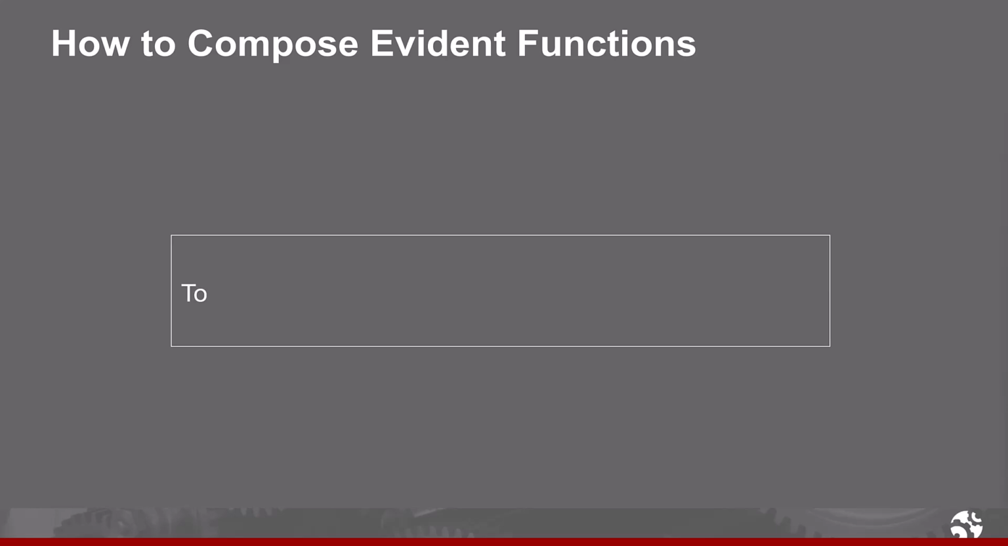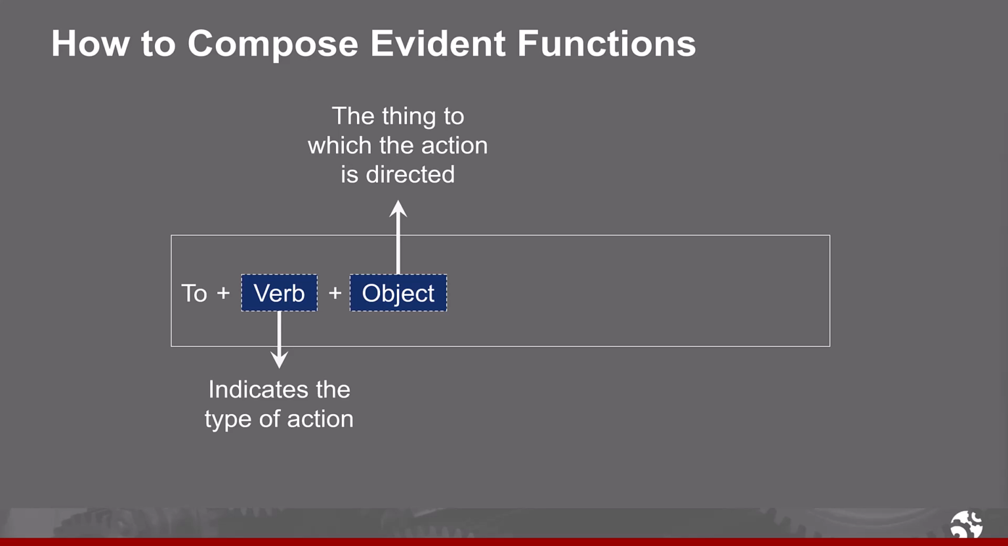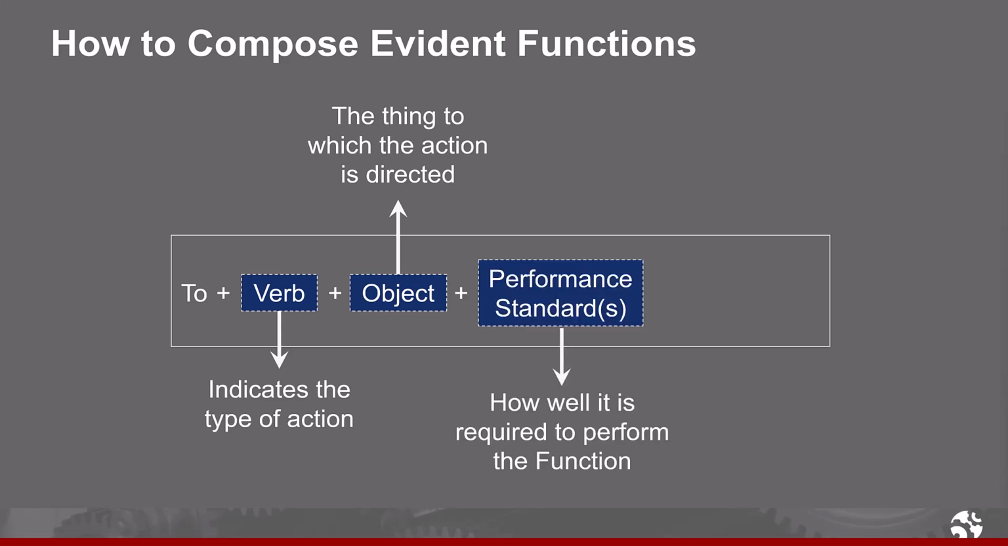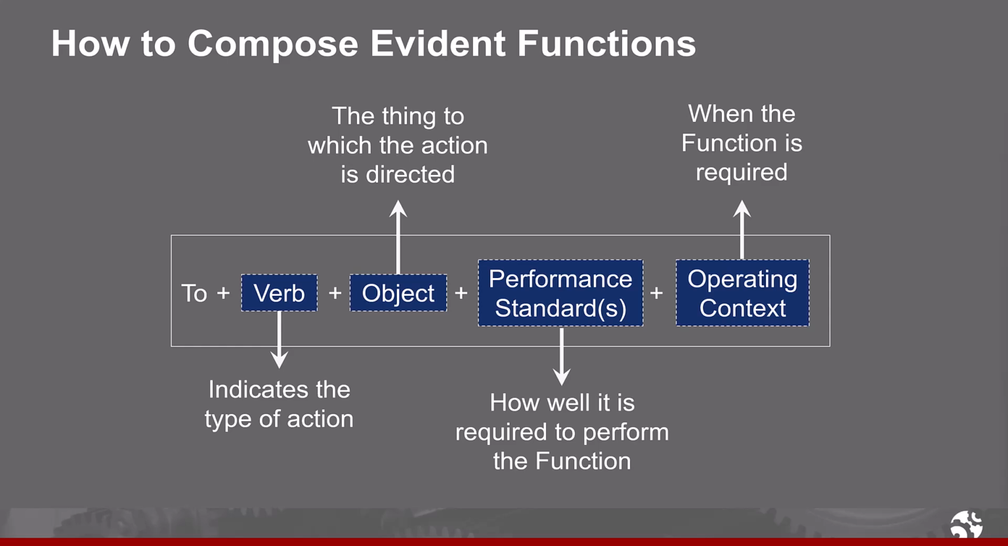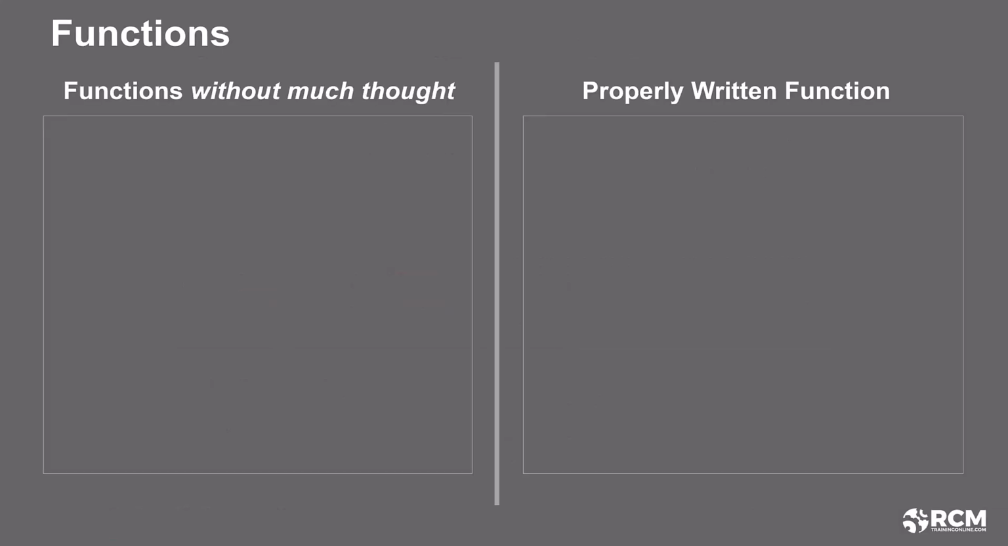We start with the word to, plus a verb, plus an object, plus performance standards, and we have to make sure we're very specific here about what we need from our equipment, because remember, this is how we define the reliability that we need from our equipment. Plus we add operating context. Now let's put this knowledge into practice. In this case study, we're only going to write the primary function.